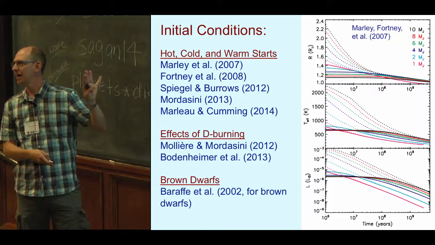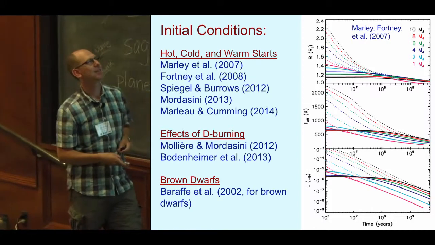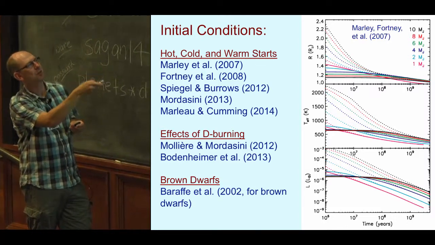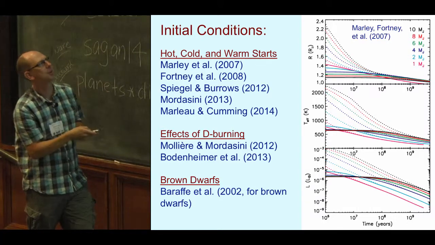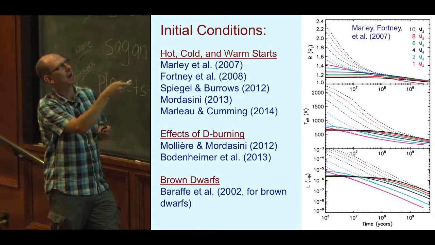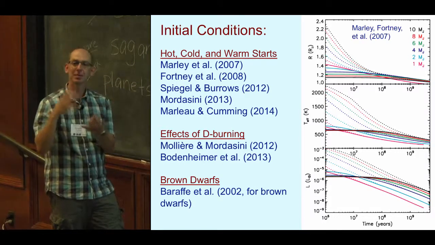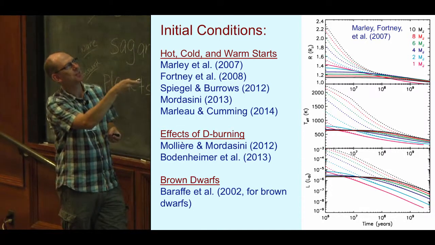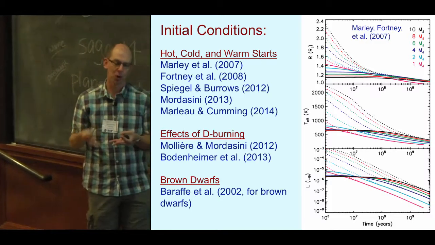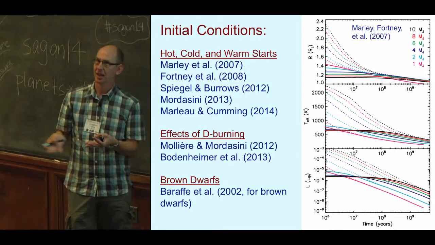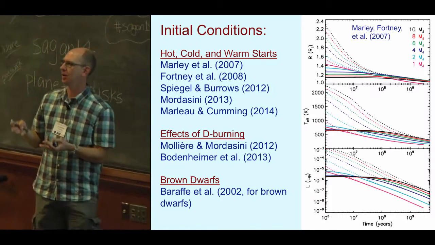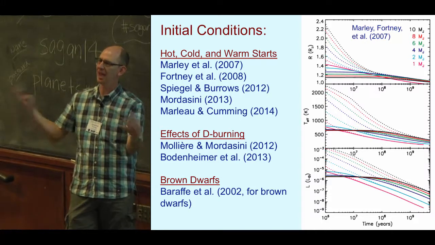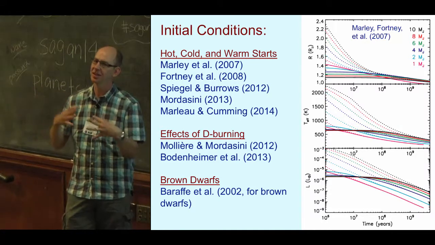So there's been a lot of work in the past few years looking at this topic. Marley and Fortney et al. looked at the evolution and spectra of these hot start and colder start models. Spiegel and Burrows looked at a variety of cases in between the hot start and the cold start. Mordasini et al., the paper from last year, looked at how you could convert what you might expect to be a cold start into something closer to a hot start just by accreting more planetesimals. Because what's happening then is you're just adding more and more gravitational potential energy at a young age.